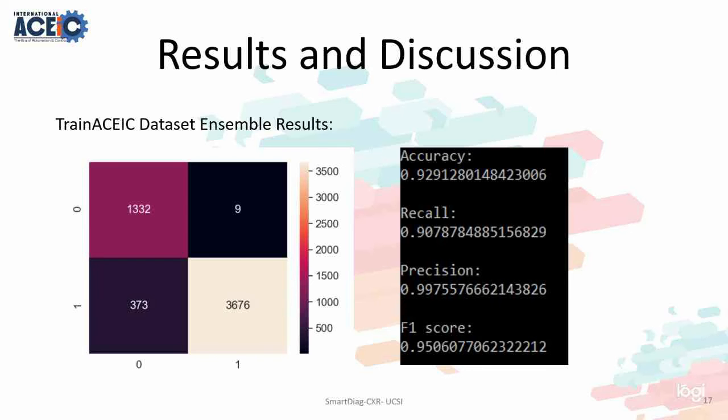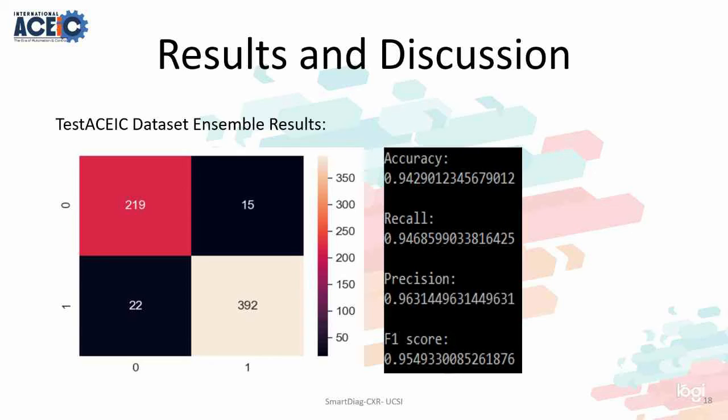This is the confusion matrix and the results calculated from the confusion matrix based on the training dataset. It has an accuracy of 92.9 and F1 score of 95.1. This is the confusion matrix and the results calculated from the confusion matrix based on the testing dataset. It has an accuracy of 94.3 and F1 score of 95.5. The accuracy for the training and testing datasets is slightly different due to the imbalanced number of data. But the F1 score for both is very consistent, so normally F1 score will be used as a reference to determine the accuracy of a model.